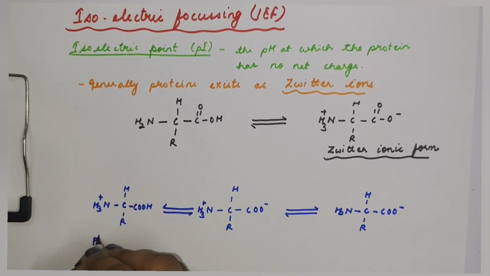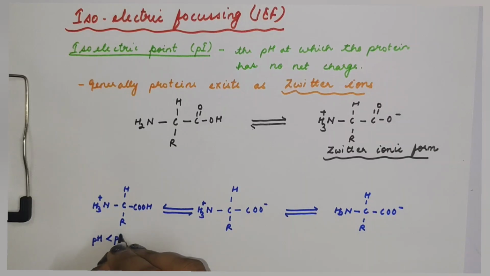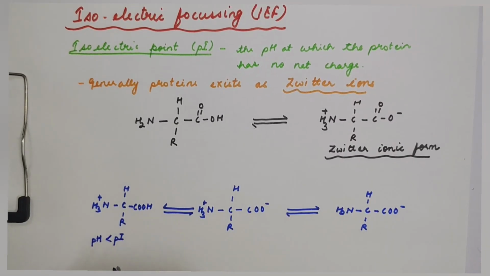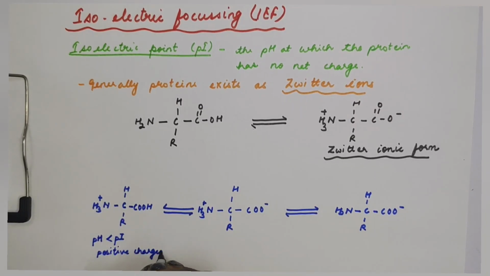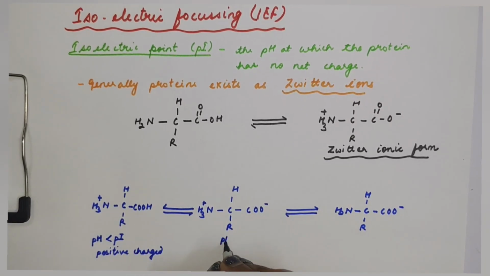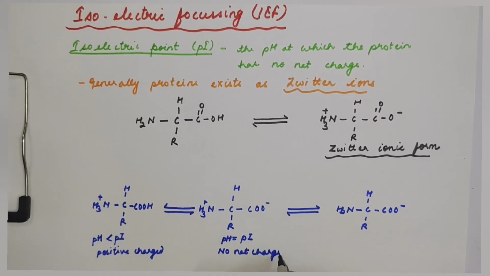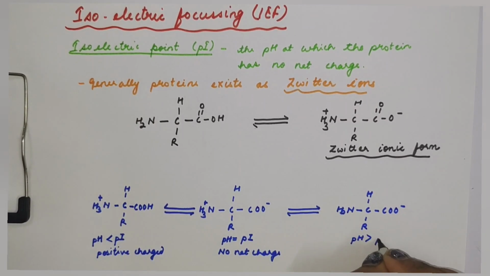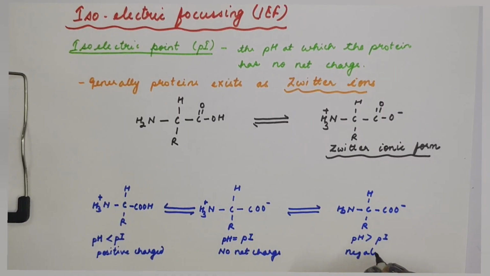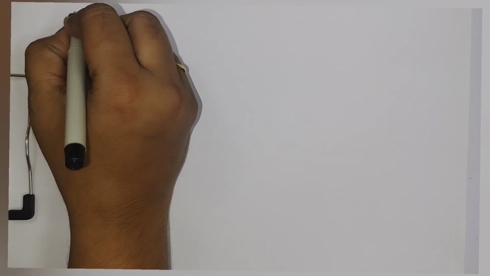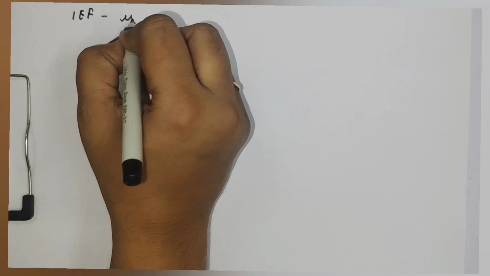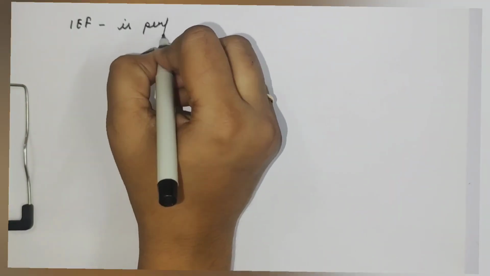Now, what happens when the pH is lesser than the pI value of the protein? When the pH is lesser than the pI value, the protein has net positive charge. Whereas when the pH is more than the pI value, the protein has net negative charge on it. And due to this positive and negative charge, the proteins will move under the influence of the electric field.